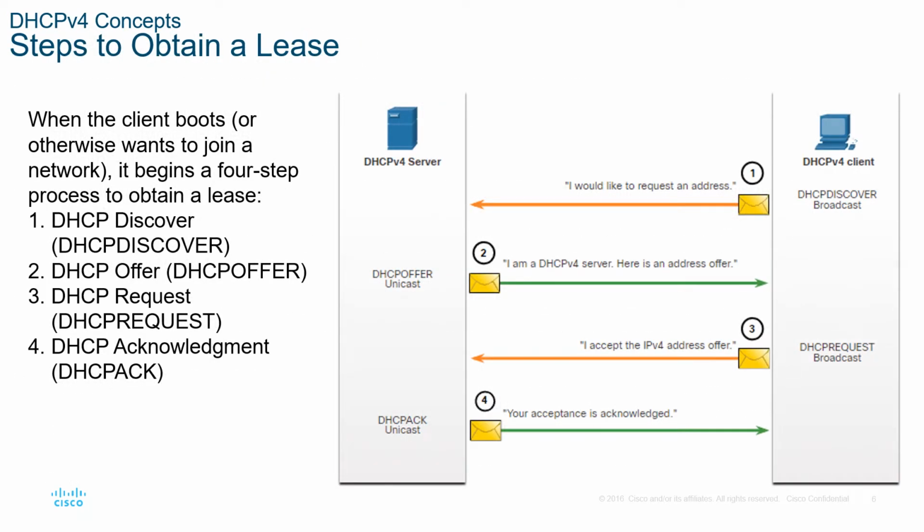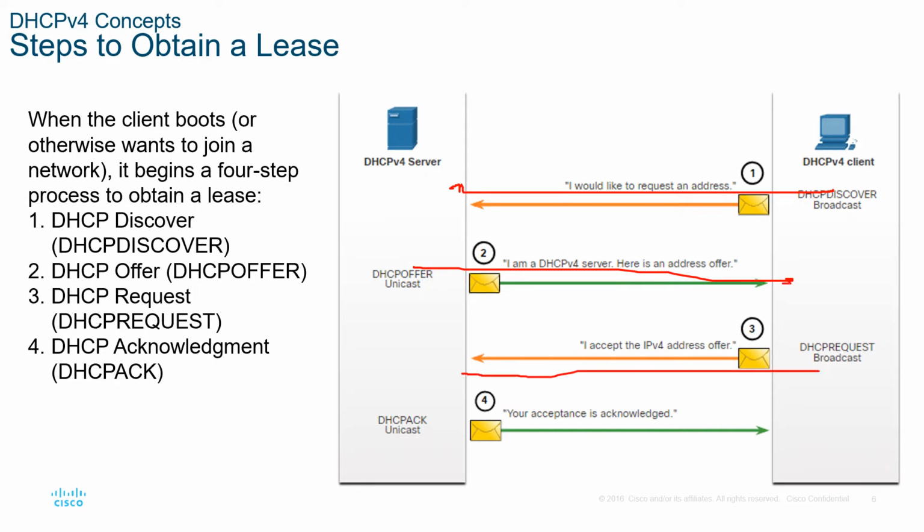Steps to obtain a lease. Usually in Windows, the option to assign an IP address automatically is enabled by default. So what will happen? It will send a discover. In the discover, this end device is looking for a DHCP server. The server will send a reply, an offer. It will offer an IP address. And the client will request that IP.